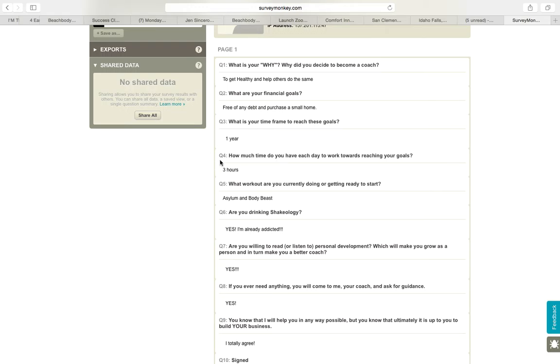Question number 4 is, how much time do you have each day to work towards reaching your goals? So then I can see how much time each day they have to work. That's a fantastic question, by the way, because it allows you to set realistic expectations on what they're capable of. Right, exactly. If they've got an hour, they're not going to be cruising like somebody who has the whole day. Exactly. Question number 5 is, what workout are you currently doing or getting ready to start?